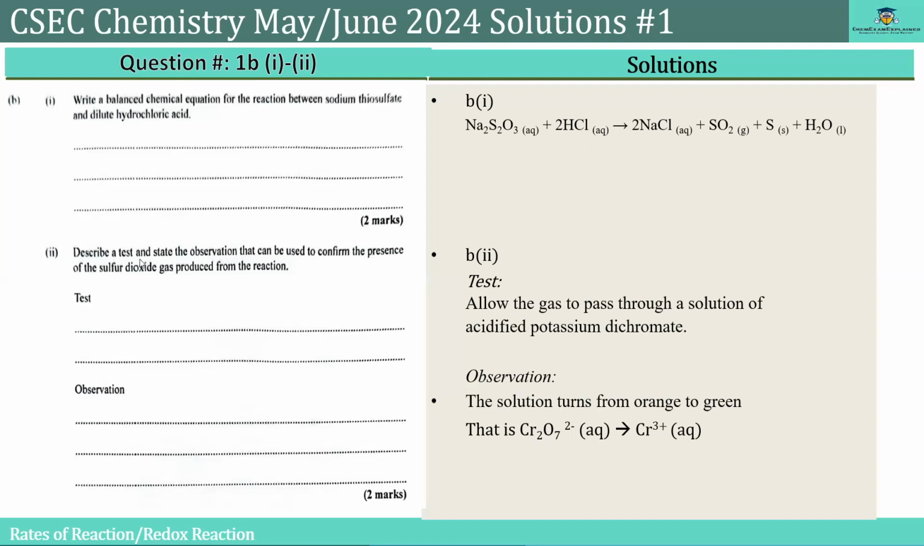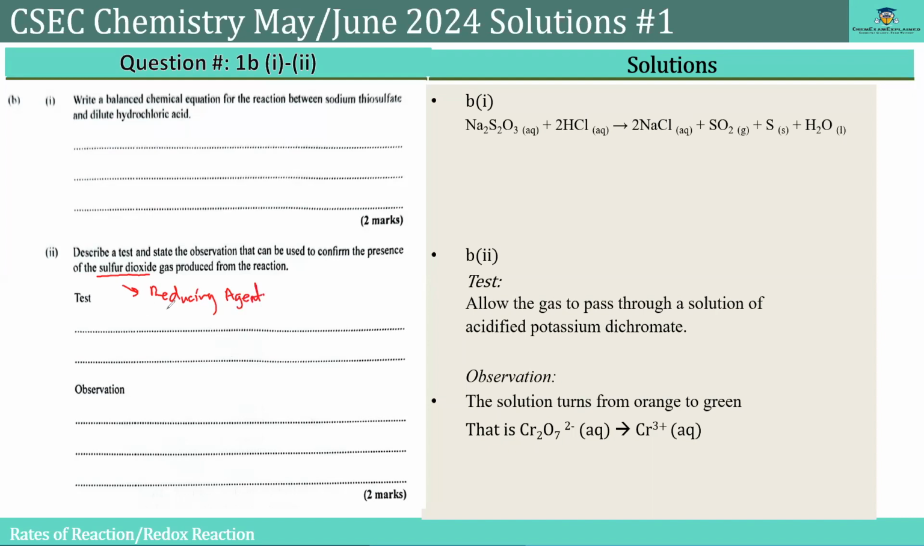Describe a test and state the observation that can be used to confirm the presence of sulfur dioxide gas produced from the reaction. Alright, so we're seeing that we have sulfur dioxide gas. The first thing we must know about sulfur dioxide is that it is a reducing agent.